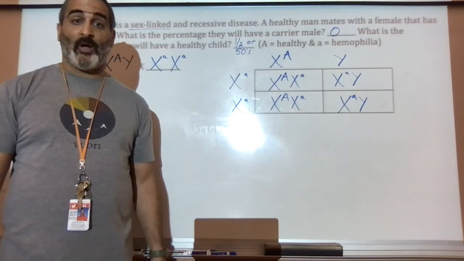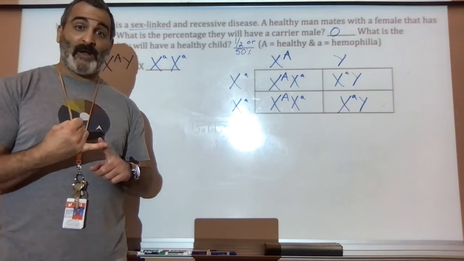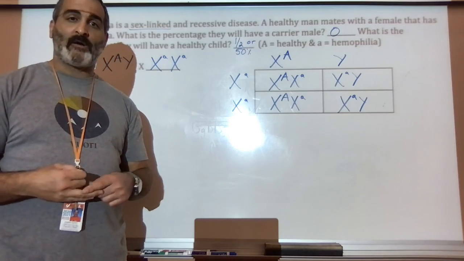Now go give it a try. Work on your genetics problems. You need scratch paper, show parents, show Punnett squares. Go for it.